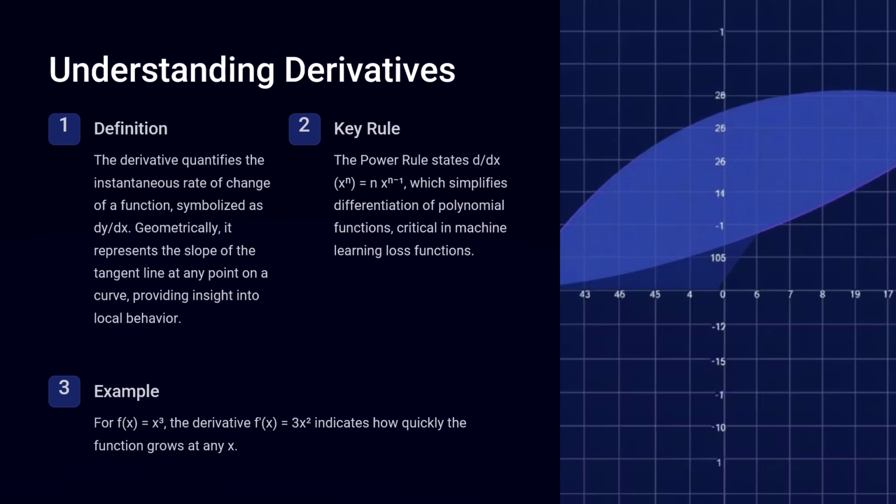Key rule. The power rule states d by dx of x to the n equals n times x to the n minus 1, which simplifies differentiation of polynomial functions, critical in machine learning loss functions. Example. For f of x equals x to the power of 3, the derivative of f with respect to x equals 3x squared, which indicates how quickly the function grows at any x.